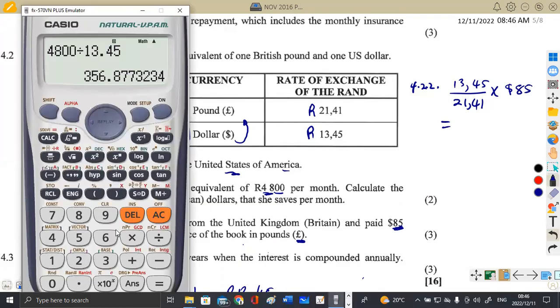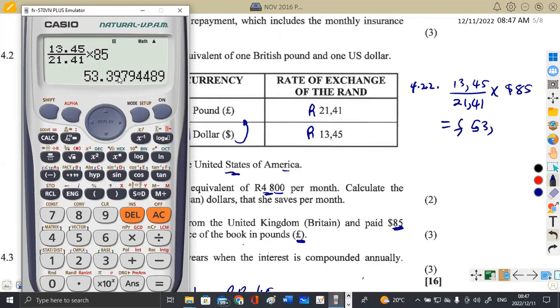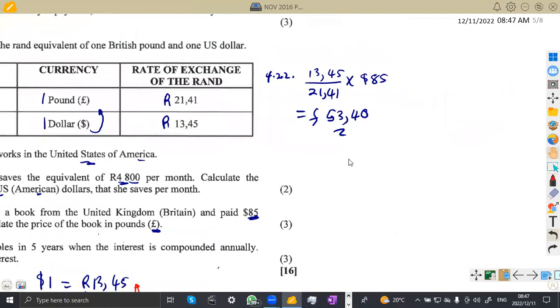All right, so which means it is going to be 13.45 divided by 21.41. Then whatever that we get here, we multiply by 85. That is 53.3, so and so forth, which is in pounds now. So it is going to be 53, the 7 is going to change the 9 into 10, and it gives 4 like that. So we are going to have 53.40 pounds. Or you can convert the dollar to pound in this way.